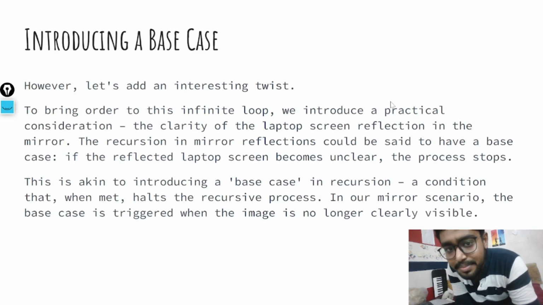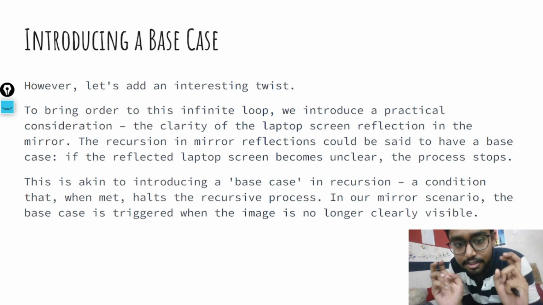So you can say that that is a base case. When the image is not clear anymore, you can say the reflection has stopped. Okay, the recursion has stopped. So this is what's written here. The recursion in mirror reflections could be said to have a base case: if the reflected laptop screen becomes unclear, the process stops.